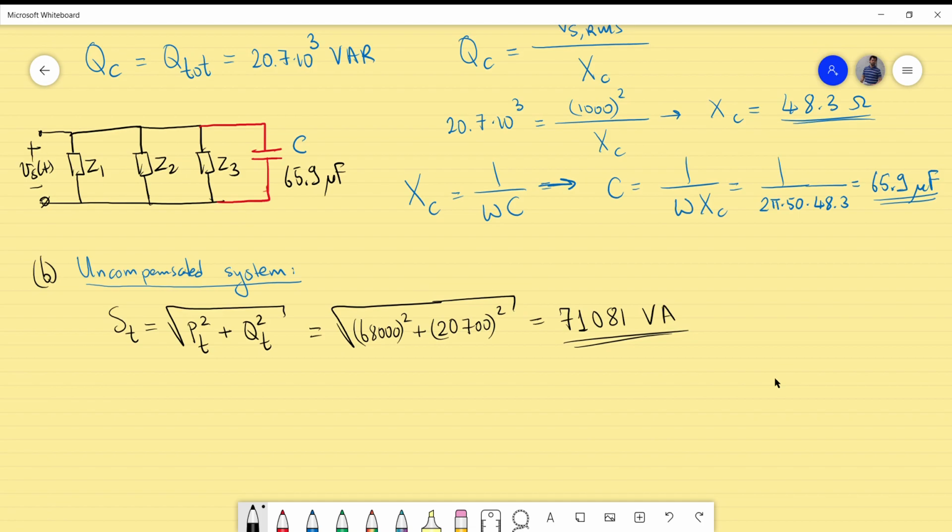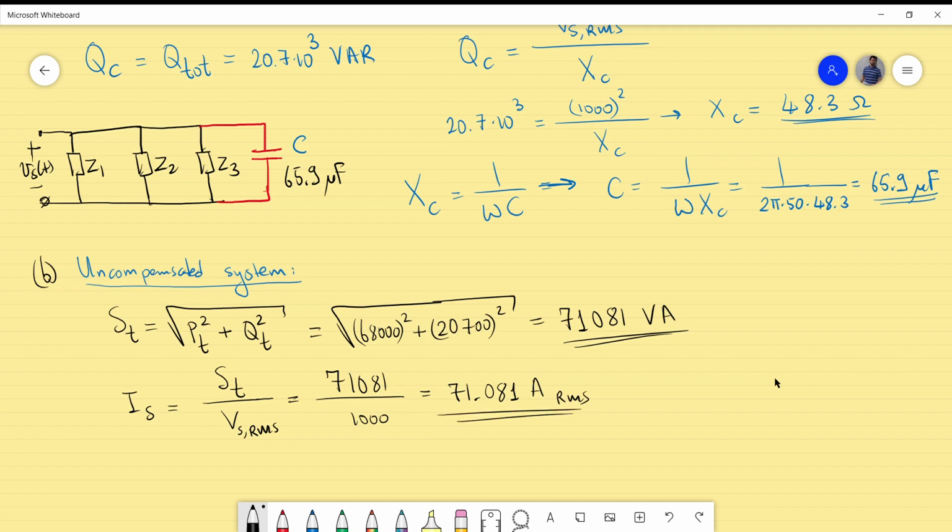So what is now the supply current? Let's calculate it also. Supply current IS will be the apparent power divided by the supply voltage in RMS, which is already given in RMS, so you don't have to do the square root of 2. So what we have is the following: 71,081 divided by 1,000 will give us 71.081 amperes in RMS. So it is approximately 71 amperes.